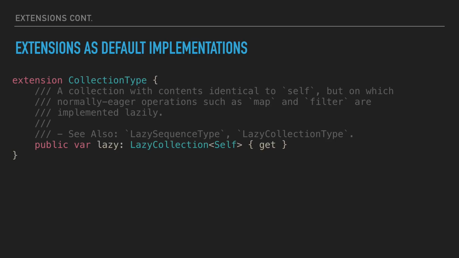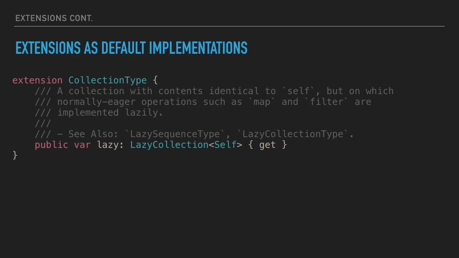Now, like I said, you can use extensions on protocols as default implementations. One of the things that the standard library likes to do, if you look at a lot of the functionality, is they'll have the base definition of, say, collection type, and then a whole bunch of extensions that provide different areas of functionality. One of these is, say, to get a lazy sequence type out of a collection type, all they do is offer an extension on collection type that returns a lazy collection of whatever self is. And self in a protocol is the type that has conformed to that protocol.